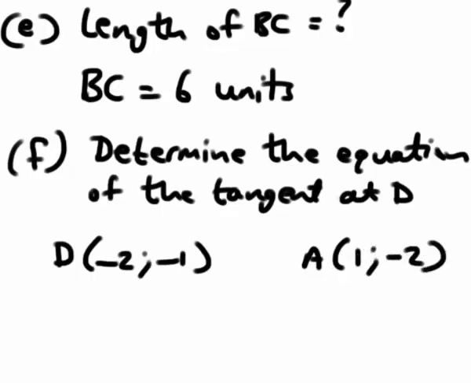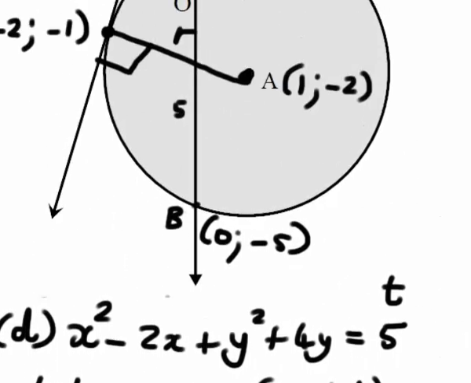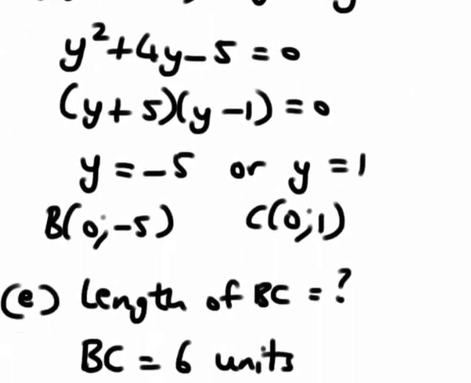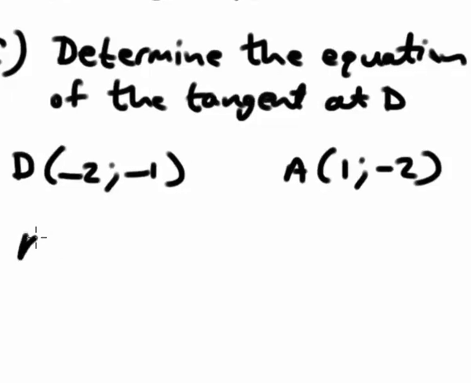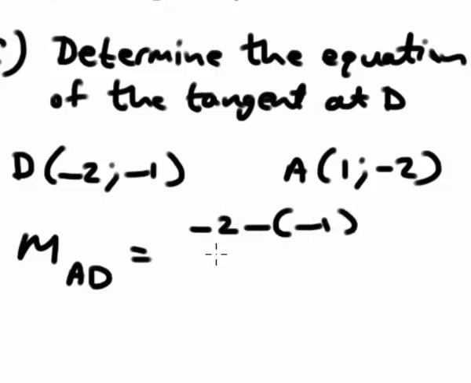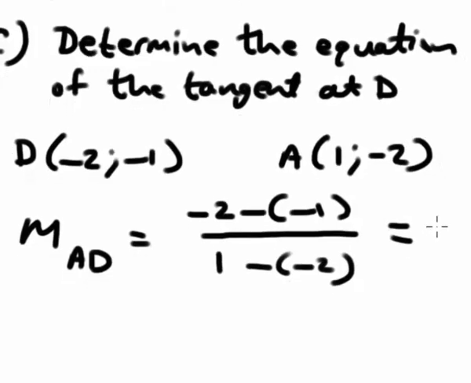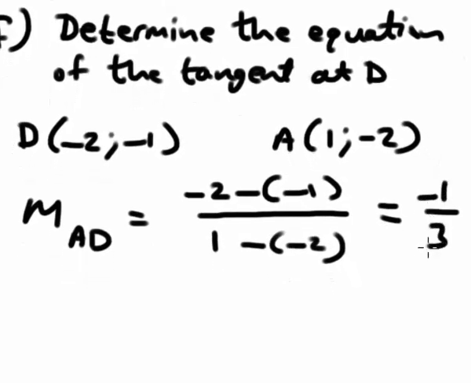Let's just go back and check the diagram quickly. There it is, 1, negative 2 for A, and D is negative 2, negative 1. So we can get the gradient of the radius. The gradient of AD will be the y of A minus the y of D over the x of A minus the x of D. So -2 minus -1, which is -2 plus 1, is -1, over 3. So that is going to be the gradient of AD.